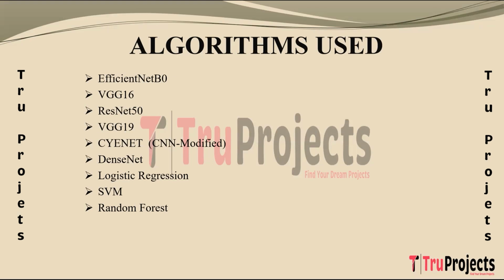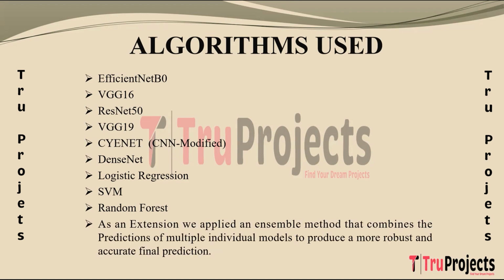Random forest is suitable for classification tasks, offering robust performance and handling complex relationships in data, potentially beneficial for disease classification. These algorithms play a crucial role in leveraging machine learning and deep learning techniques to analyze digital colposcopy images and detect cervical diseases, providing a diverse set of tools for effective disease classification. As an extension, we applied an ensemble method that combines the predictions of multiple individual models to produce a more robust and accurate final prediction.